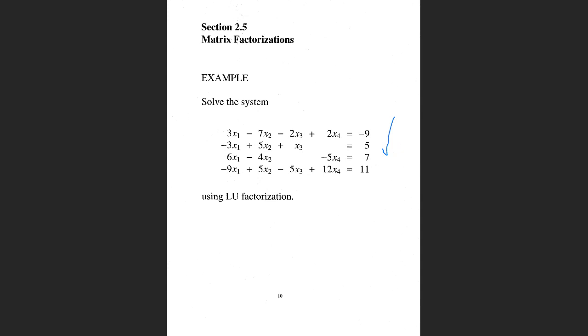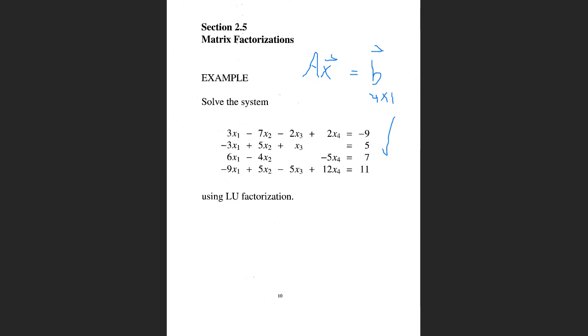Okay, so naturally, we want to think of this system as a matrix equation: A times X equals B. And of course, B is a 4 by 1.